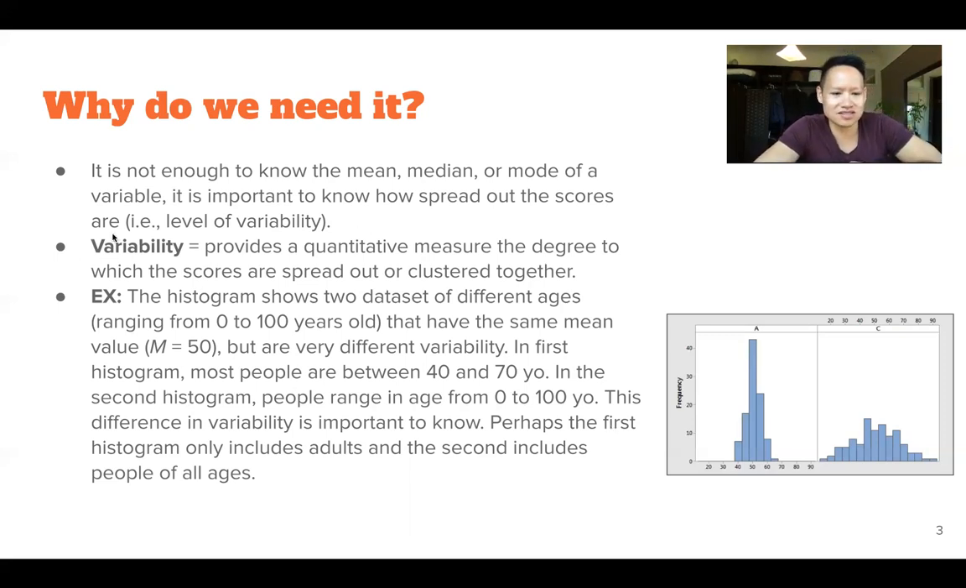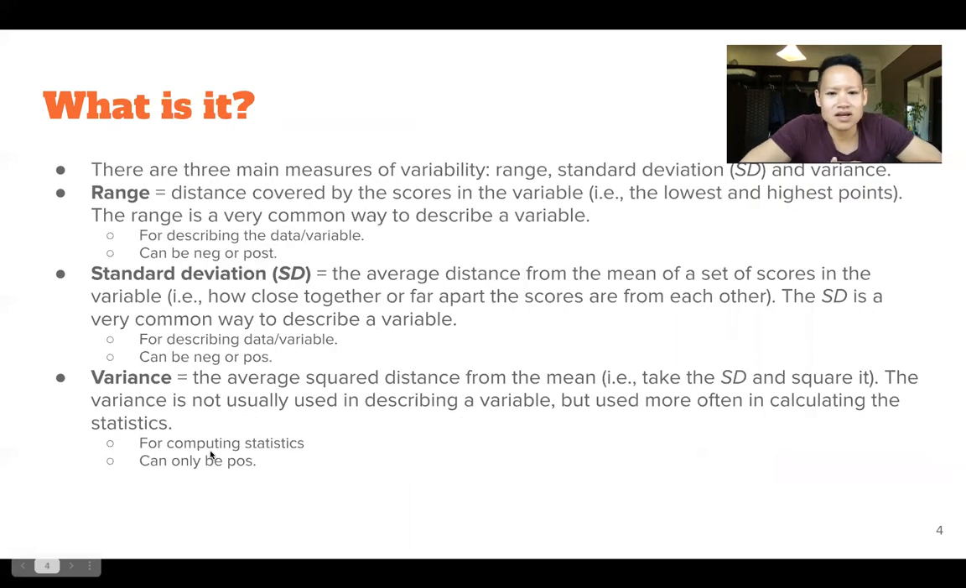And here's the formal definition of variability. Variability provides a quantitative measure of the degree to which scores are spread out or clustered together. And this is the example that we just went through. All right, there are three main measures of variability: the range, the standard deviation, or SD for short, and the variance. I will go through the definitions for each of these.